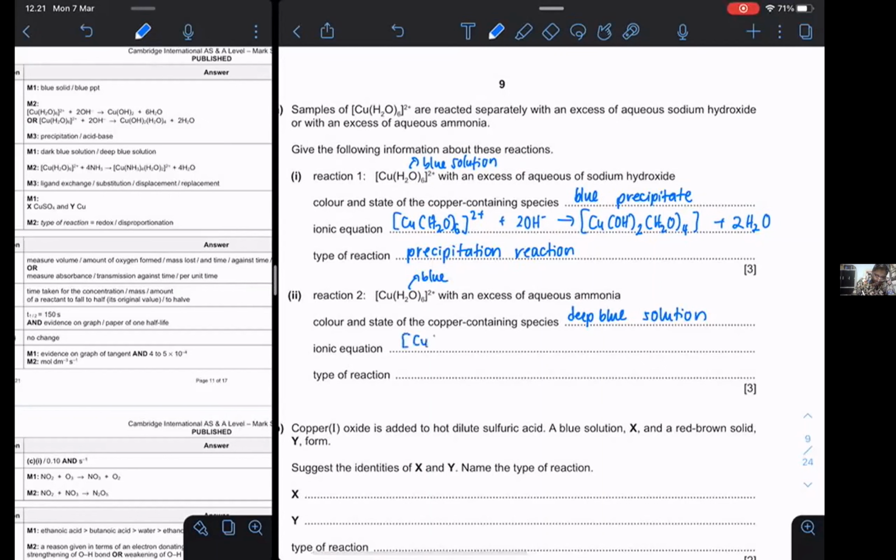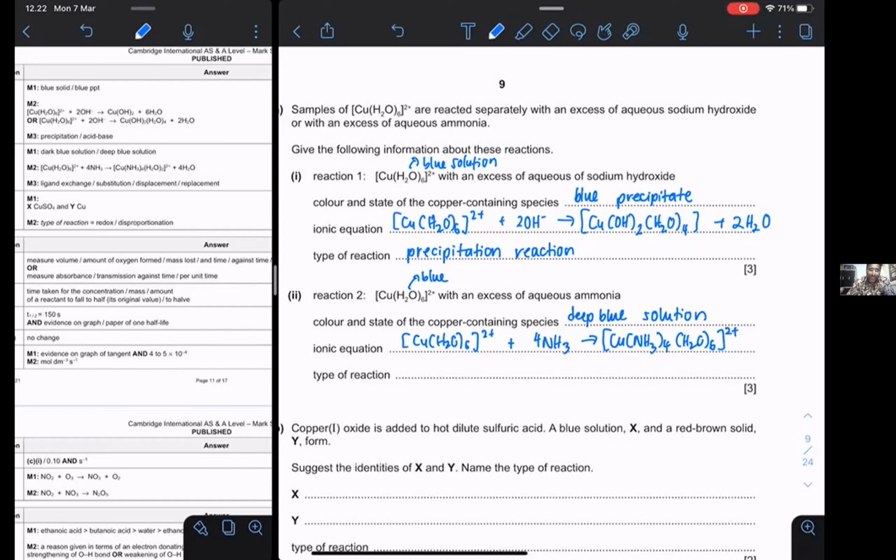So for the ionic equation, it's the same. You just start with Cu(H2O)6 2 plus. You are reacting with ammonia. So what will happen? Just now the OH, there were 2 moles going in. So this one is going to be 4 moles going in. So it's going to be Cu(NH3)4(H2O)2. And we know ammonia is neutral. Previously it's Cu 2 plus, and now you have ammonia, and water is also neutral, so they are still going to be 2 plus.